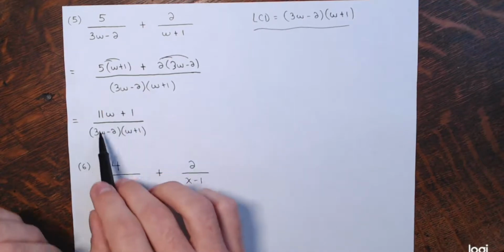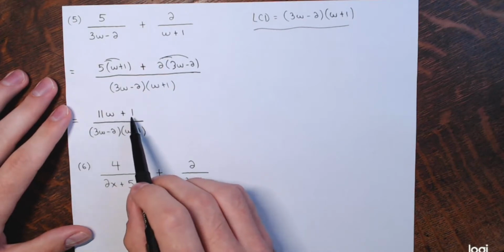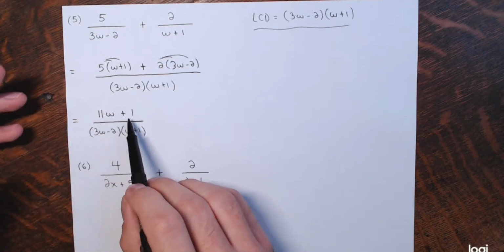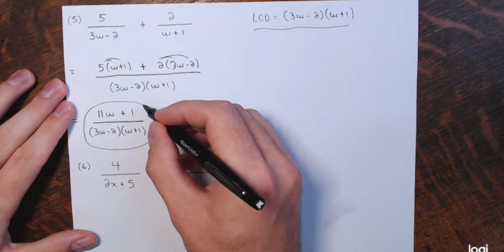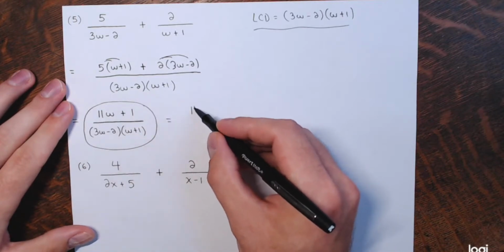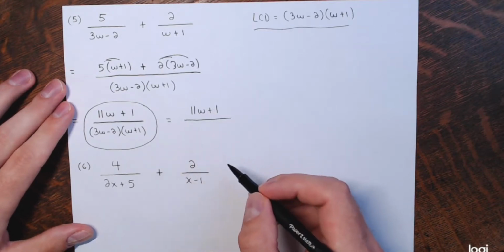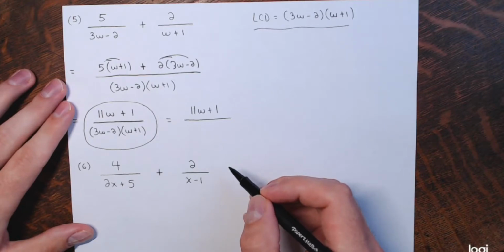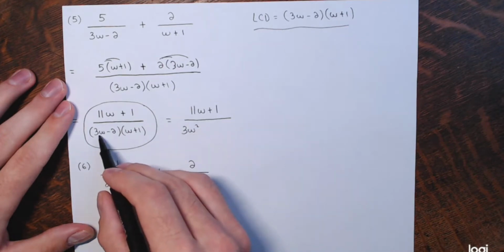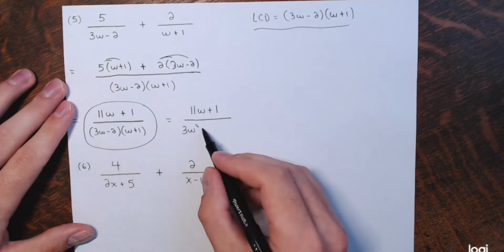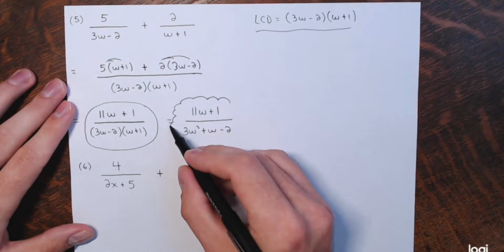And then there's a single fraction that is the sum of these two. The numerator doesn't factor any further, and I don't see a factor of 11w plus 1 in the denominator, so this is as simple as it gets. Or you could also multiply out the denominator if you wish. The numerator is 11w plus 1, and the denominator would be, after FOILing here, 3w squared, then plus 3w minus 2w, so plus 1w, and then minus 2. Okay, this is also valid right here.